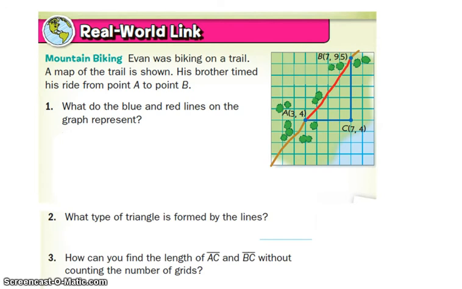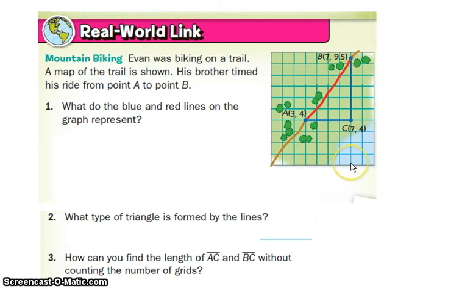Let's take a look at the real-world link that you have to start off this lesson. It says Evan was biking on a trail. A map of the trail is shown. His brother timed his ride from point A to point B. So he started here, and he rode his bike up this path to point B.